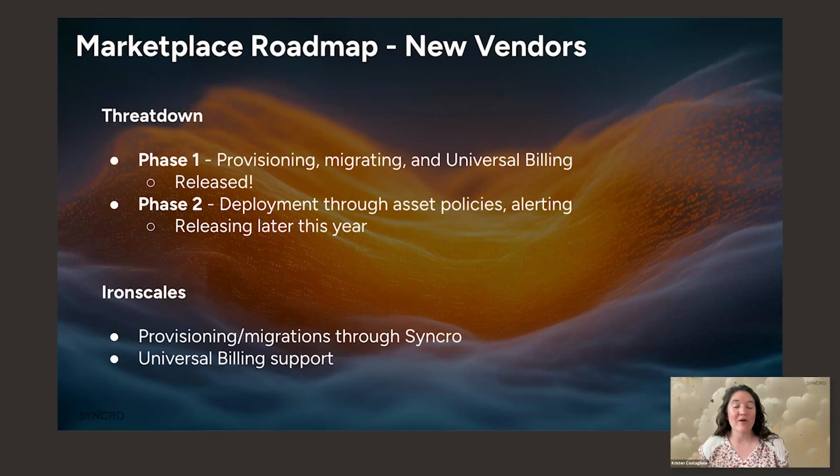So we are also going to be working on deployment of ThreatDown later in the year through asset policies. But if you have it today, you can set up universal billing and you can provision ThreatDown, so please feel free to check it out. And up next is IronScales. You'll be able to provision and bring everything in through Syncro, and you'll have universal billing support. So we're really excited about these new vendors that you can link directly into your Syncro platform.